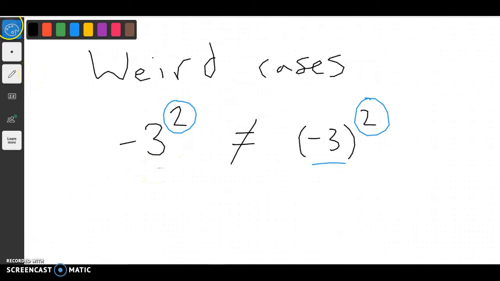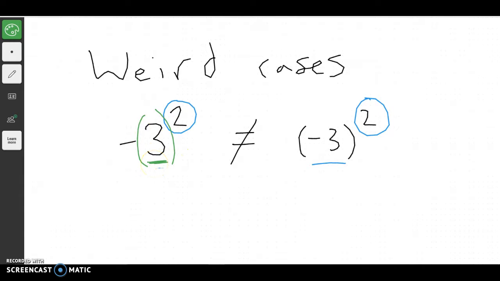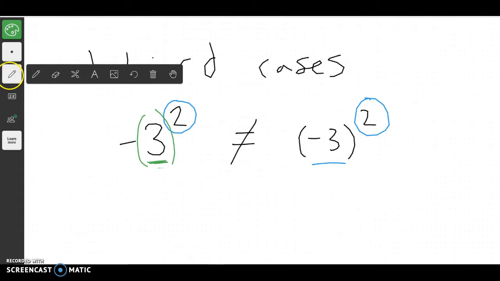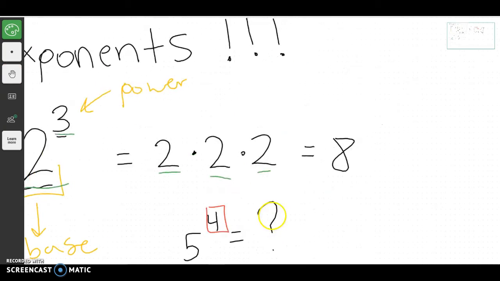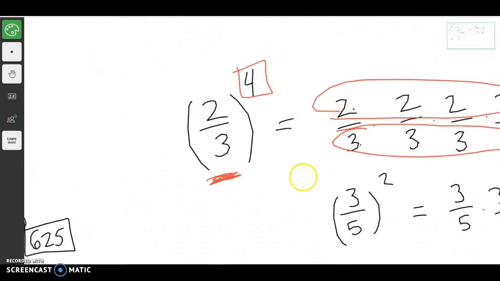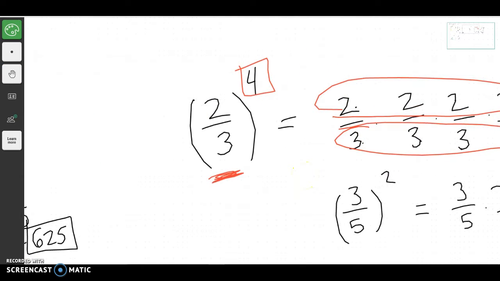The only thing that gets to be included is what's inside the parentheses. So in this one, your base is actually 3. So the only number that gets to be included is what's inside the parentheses. That's why, if you look up top here, I was very careful how I wrote these fractions. I put parentheses around the whole thing.